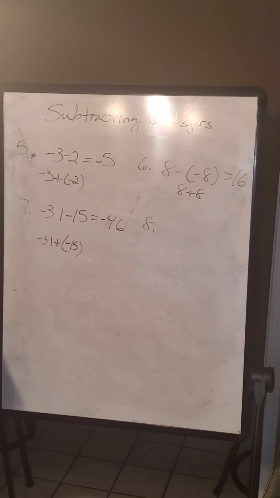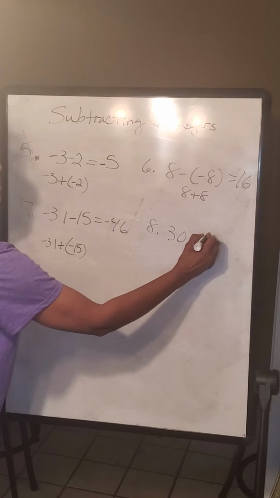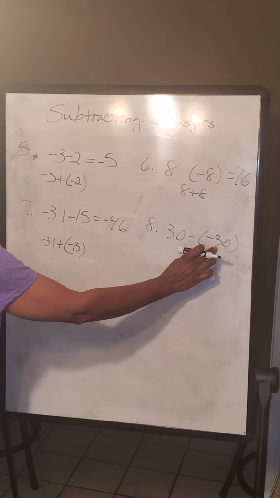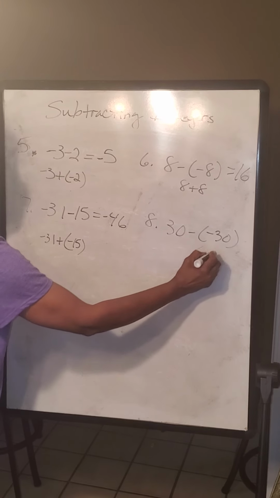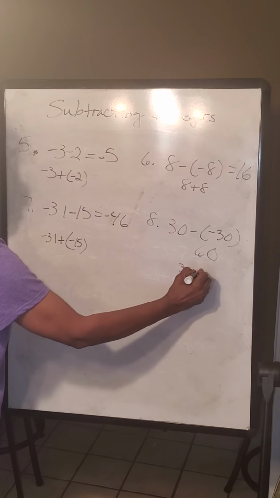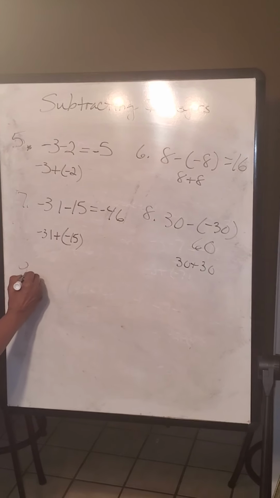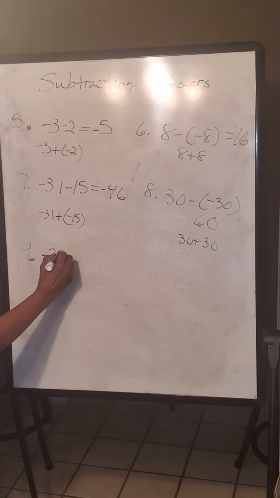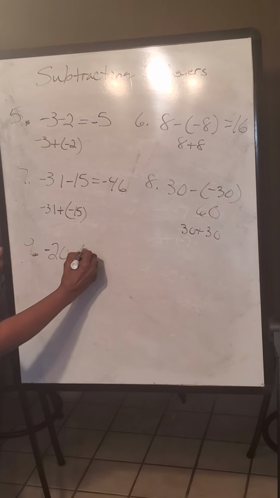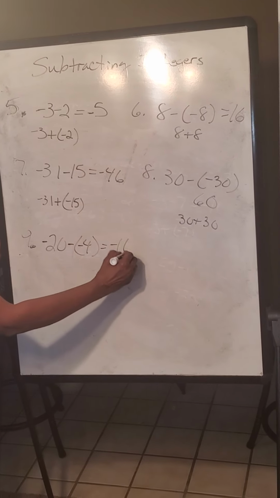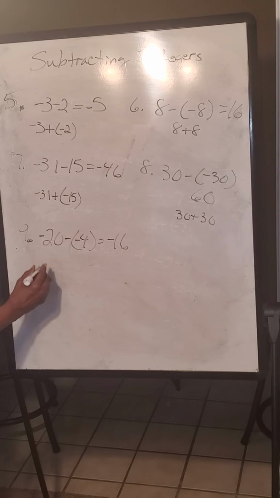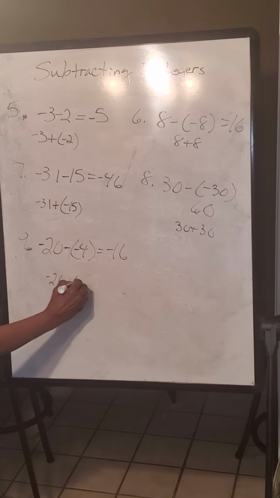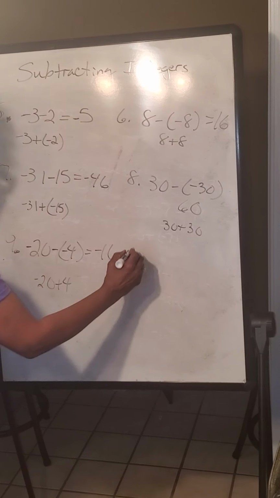Example 8. 30 minus a negative 30. 30 minus a negative 30, that becomes 60. Because that is 30 plus 30. Example 9. A negative 20 minus a negative 4 would give you a negative 16. Well, using the rule, that's a negative 20. To subtract a negative 4, add its opposite, so that's plus 4. That is how you get your negative 16.